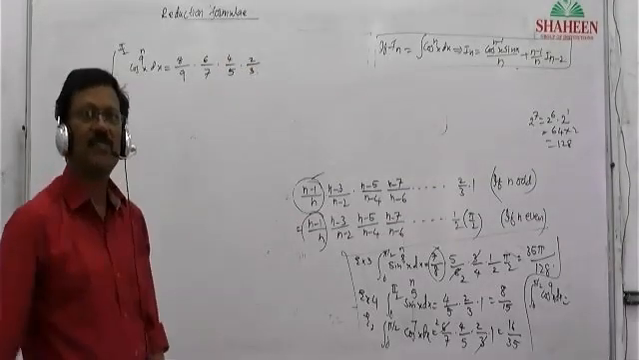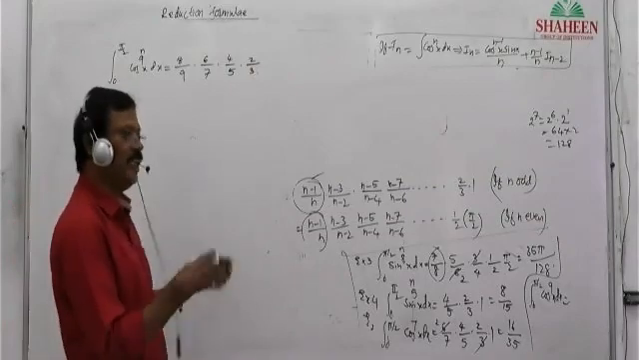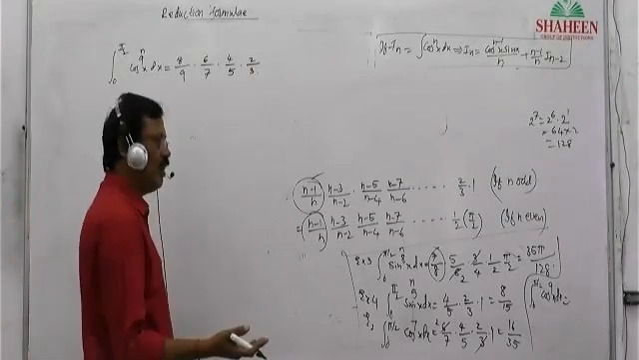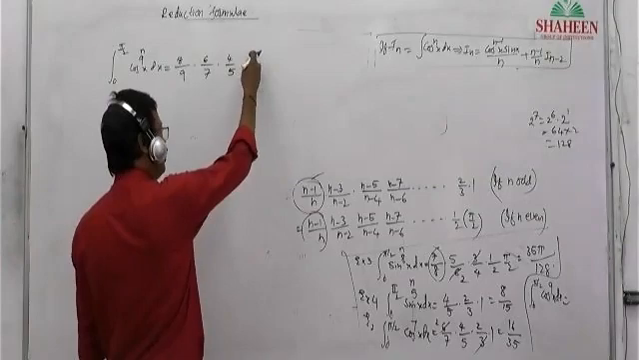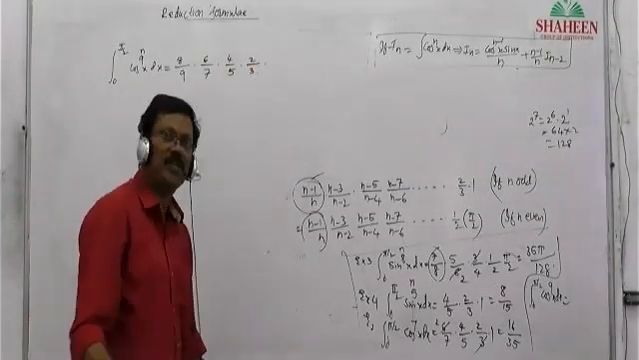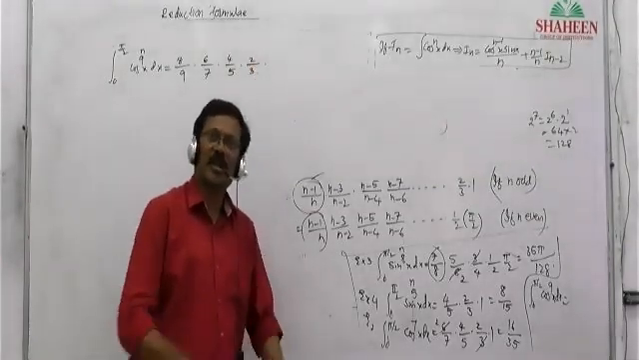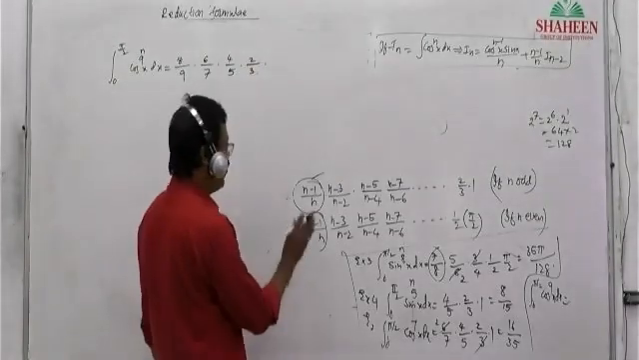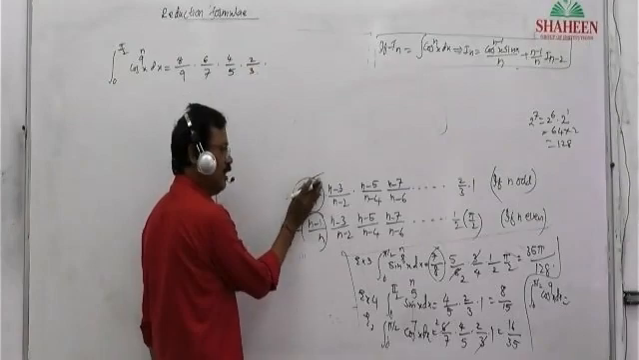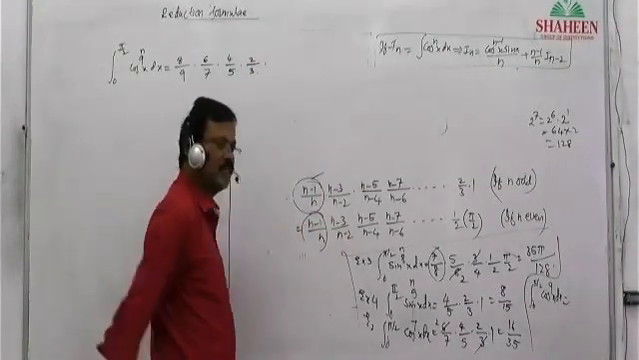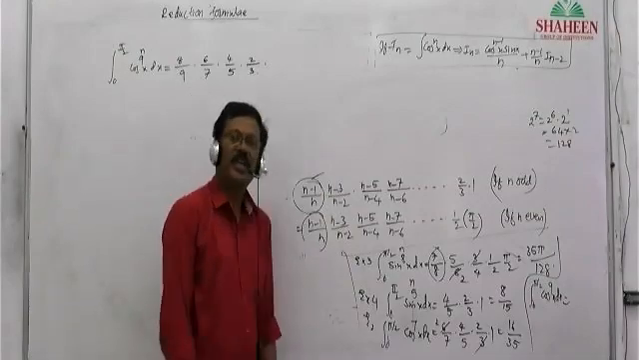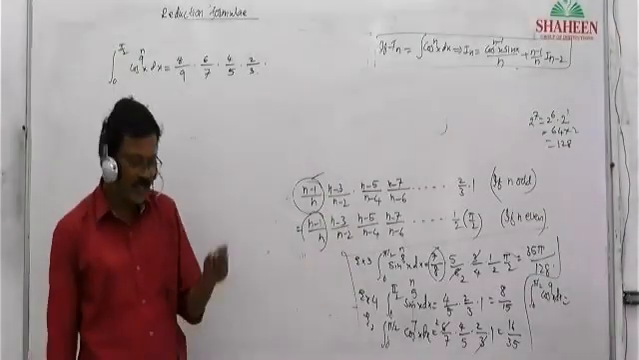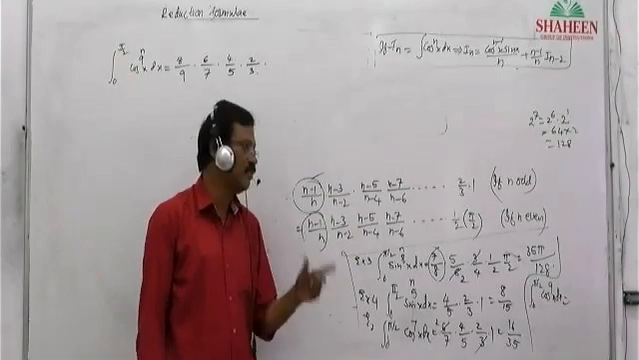What is the last number? 2 by 3. Can you write the next number? No. Why? 2 minus 2 is 0. If 0 or a minus comes, don't write. It is easy to write this expansion by remembering only this first multiple. If you know this multiple, we can write the total series. That's why in definite integrals, these reduction formulas are very, very simple.